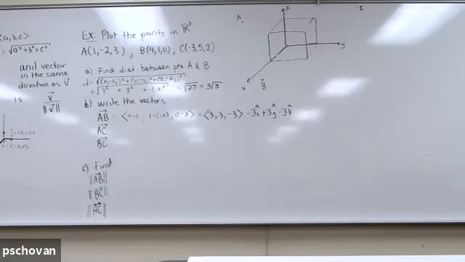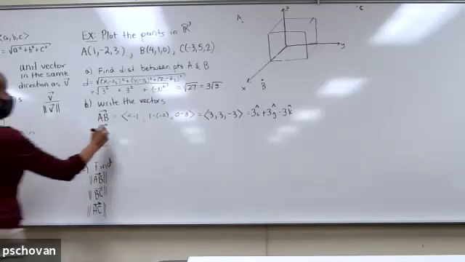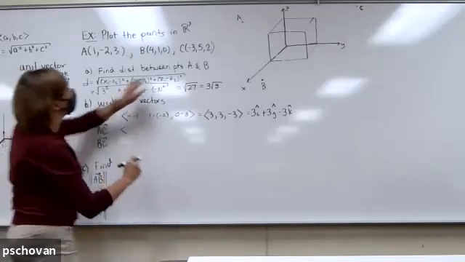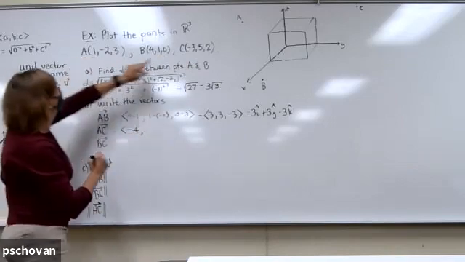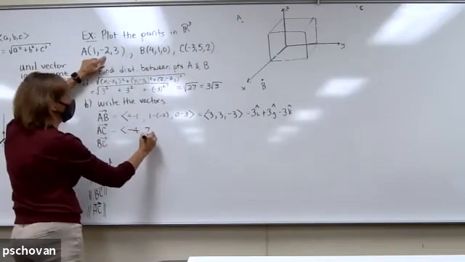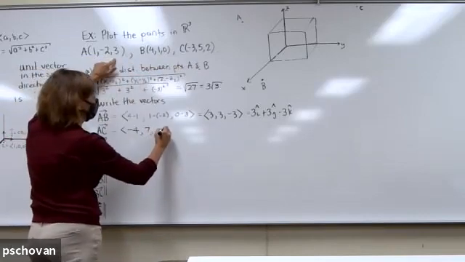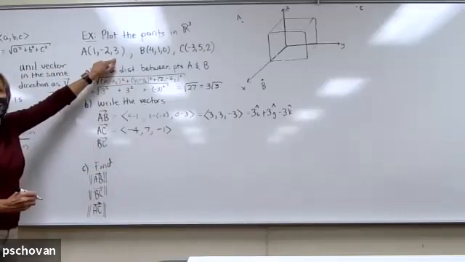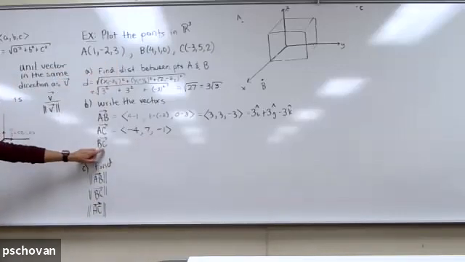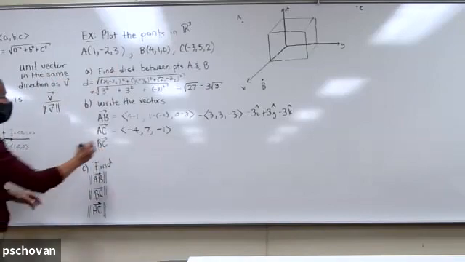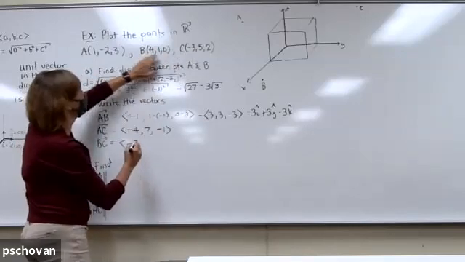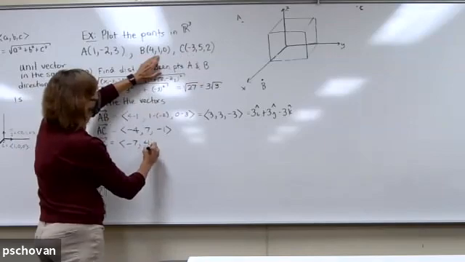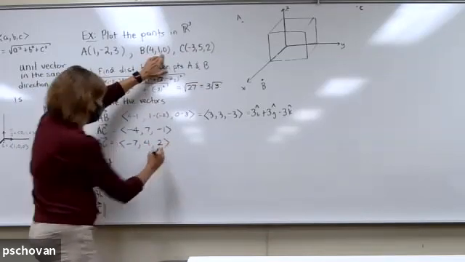Okay, so let's keep going. AC, take the coordinates of C, subtract off the coordinates of A. So I'm going to have negative 3 minus 1 is negative 4. 5 minus a negative 2 is 7. 2 minus 3 is negative 1. For BC, I take C minus B in terms of coordinate order. Negative 3 minus 4 is negative 7. 5 minus 1 is 4. 2 minus 0 is 2.